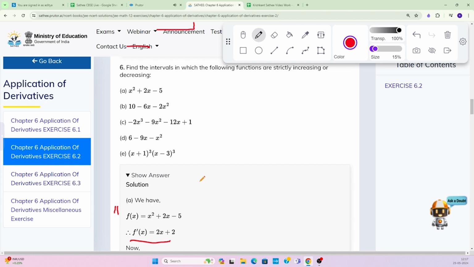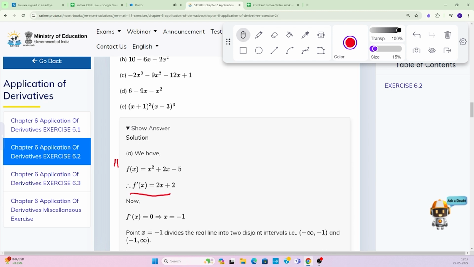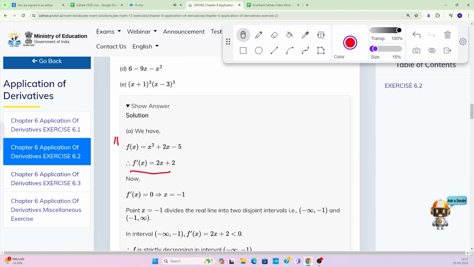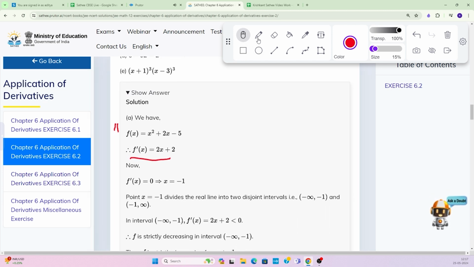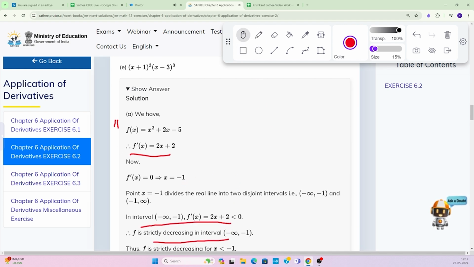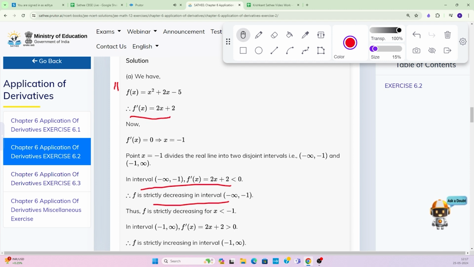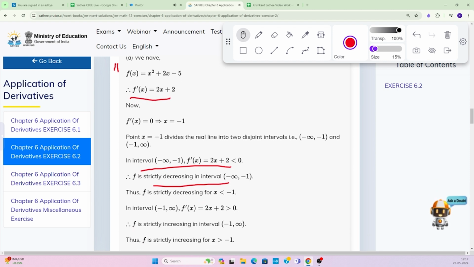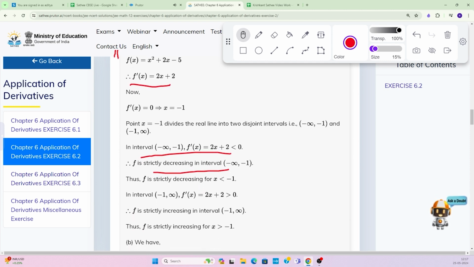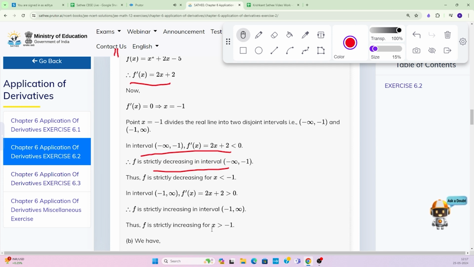Whenever x is greater than minus 1, the function will increase, and otherwise it will decrease in the interval x less than minus 1, as you can see. Whatever I have told, everything is written. Okay, I hope that it is clear. So it is increasing whenever x is greater than minus 1, and whenever x is less than minus 1, it is decreasing.